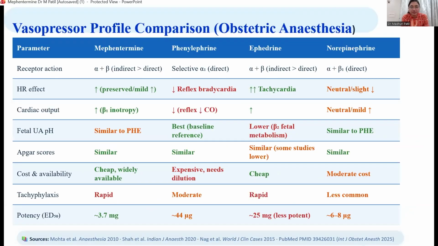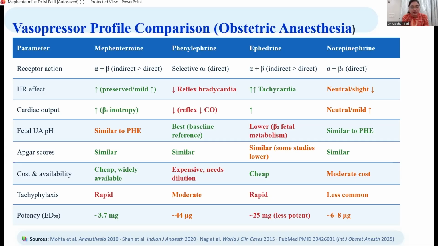This is the vasopressor profile comparison between mephentermine, phenylephrine, ephedrine, and norepinephrine. The receptor action of mephentermine is both alpha and beta 1 receptor activation, whereas phenylephrine is a selective alpha 1 activator. Ephedrine has both alpha 1 and beta receptor action, and norepinephrine has alpha and beta 1 action. With mephentermine, heart rate is preserved or increased. With phenylephrine, reflex bradycardia is seen. With ephedrine, an increase in heart rate is seen, whereas with norepinephrine, a neutral or slightly decreased heart rate can be seen.